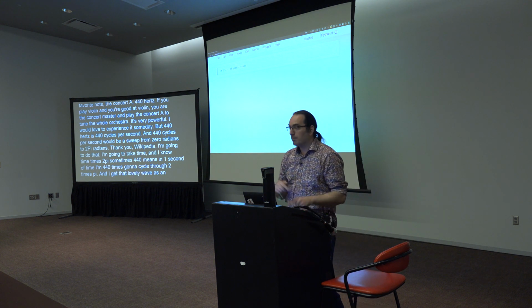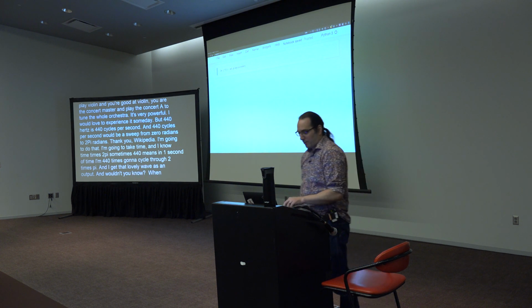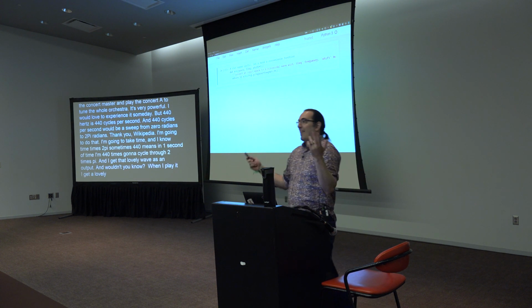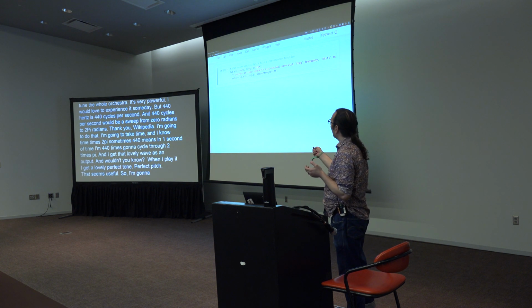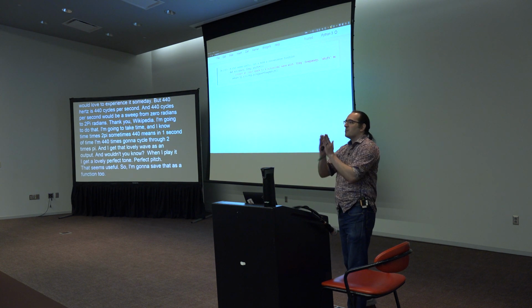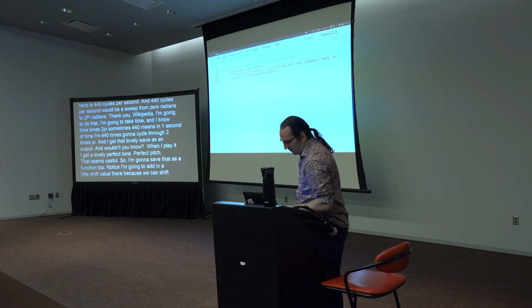And what do you know? When I play it, I get a lovely, perfect tone, perfect pitch. That seems useful, so I'm going to save that as a function too. Notice here I'm going to add in a little shift value, because we can shift the phase of the wave where it starts. Seems important again. Might have a use for that later.